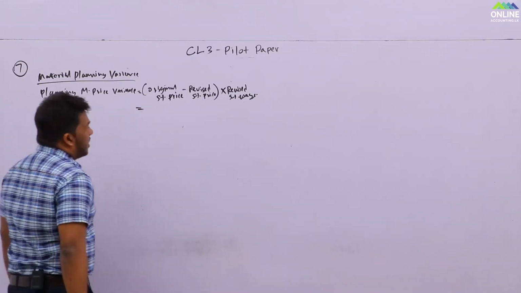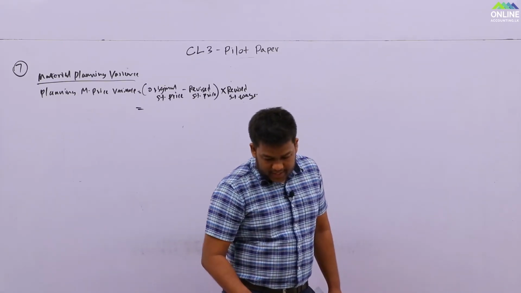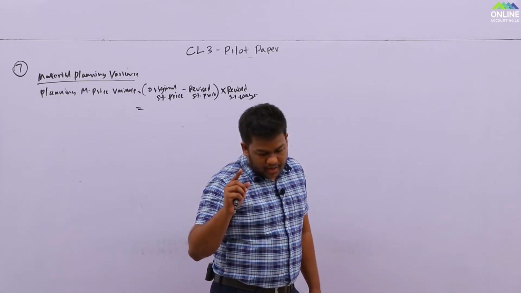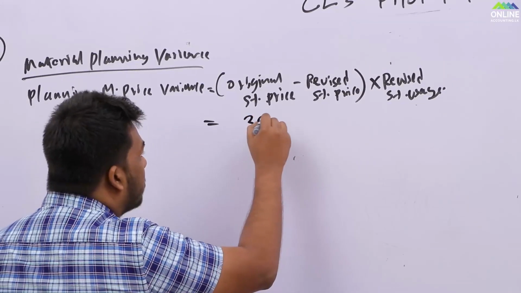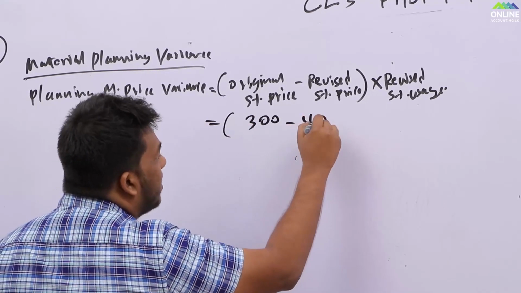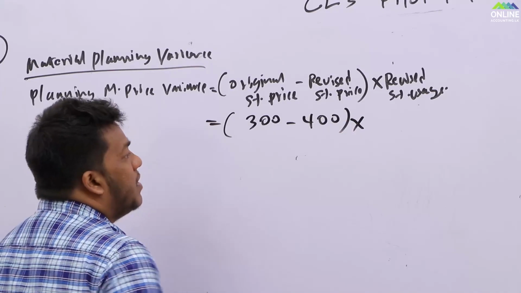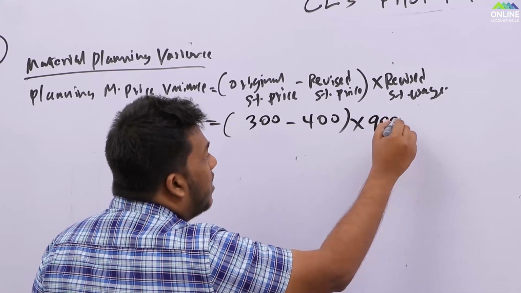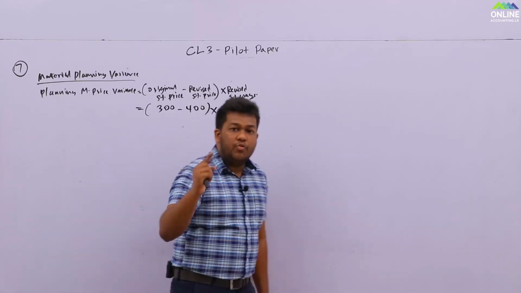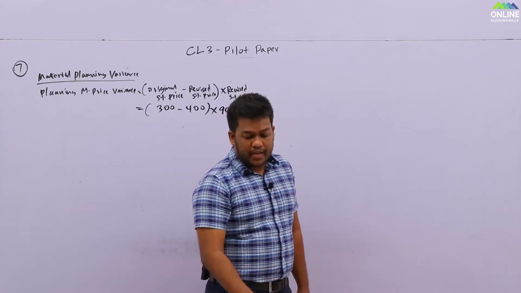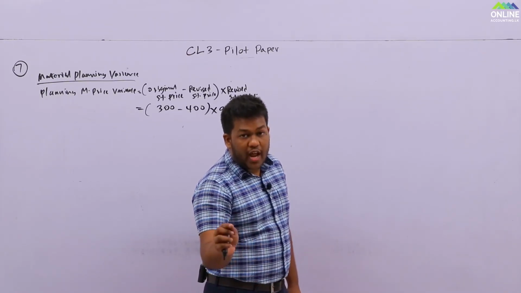Original standard price was how much? Originally they are telling 300 per kilogram. Originally 300, but because of this situation, that is increased to 400, so that is a revised one. Revised standard usage is how much? They have manufactured 900 quantity. And per one quantity, how many kilograms they are using? They have given 5 kilograms of 300 rupees.